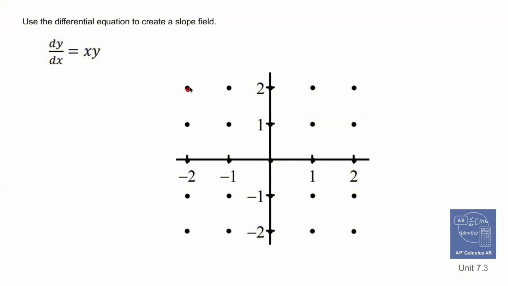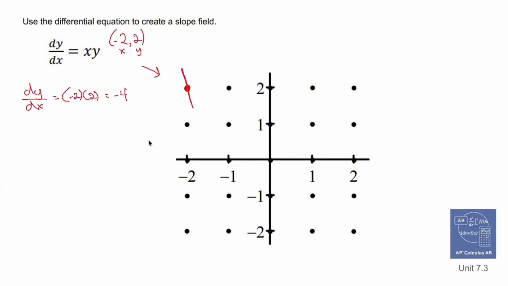So let me pick this point right here. dy/dx means the derivative, and the derivative means slope. That point right there is the point negative 2, positive 2. Negative 2 is an x value, positive 2 is a y value. So to find the slope at that point, we replace x with negative 2 and y with positive 2, and that gives us negative 4.